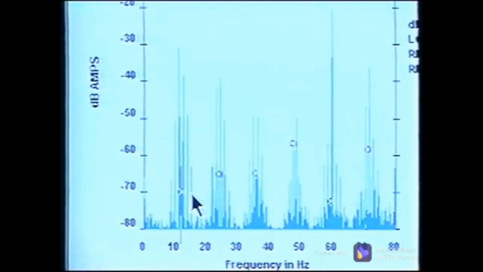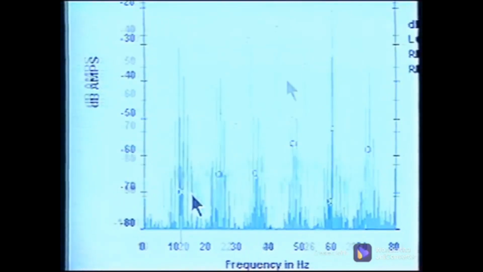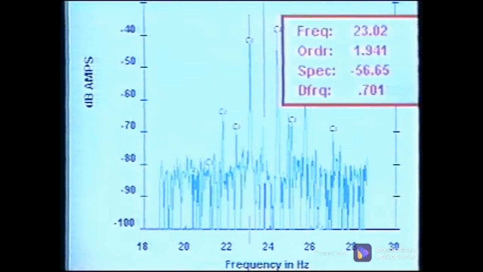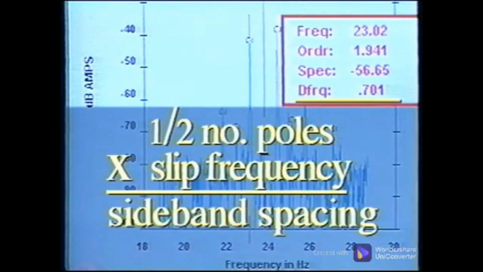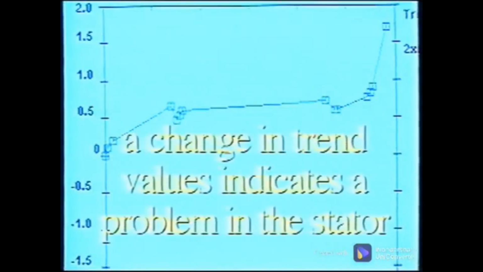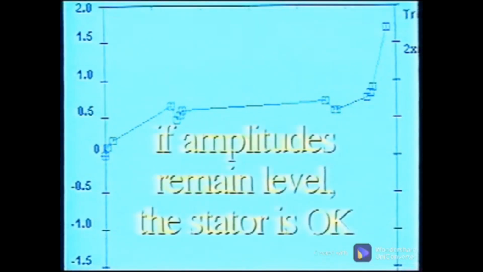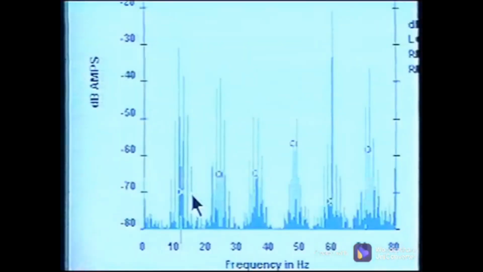Let's take a closer look at the families of peaks. The sideband markers mark the families at a spacing of 11.86 Hertz or motor turning speed. The spacing of the peaks within the families is 0.7 Hertz, which is equal to half the number of poles times the slip frequency. A change in the trend values of these families of peaks indicates a problem in the stator. It could be turn-to-turn shorts or any other stator problems. If the amplitudes stay right there over several measurement periods, the stator is okay. Changes in the stator will show up in these families of peaks spaced at turning speed around line frequency.